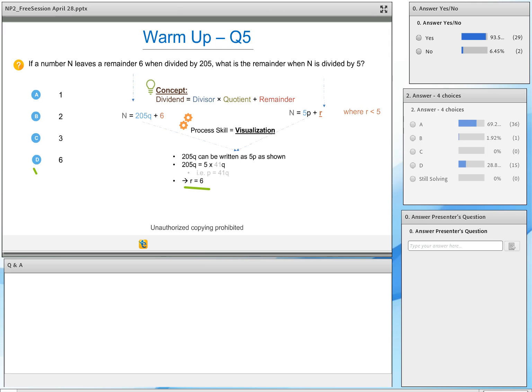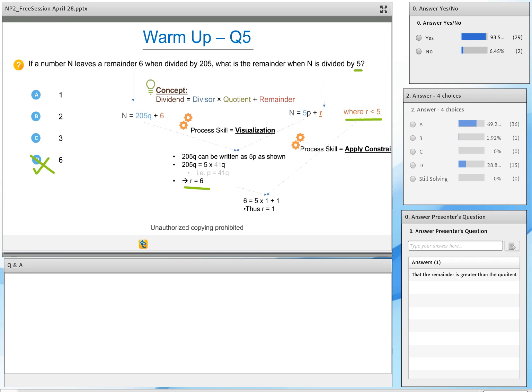Now, for those of you who selected choice D, you stopped at this point, and that's not correct. Why? Because your remainder r will always be less than your divisor 5. Okay, so that is a mistake that you guys made. You did not consider this constraint. Okay, so another process skill is that you always need to apply constraints.